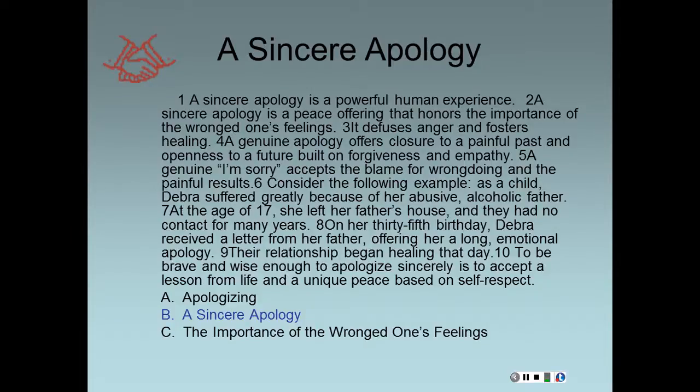Choice A, apologizing, is too general. It could cover insincere apologies, how to apologize, or what to do if someone will not accept an apology. Choice C, the importance of the wronged one's feelings, is too narrow. This is mentioned once in the paragraph, but not discussed in detail.